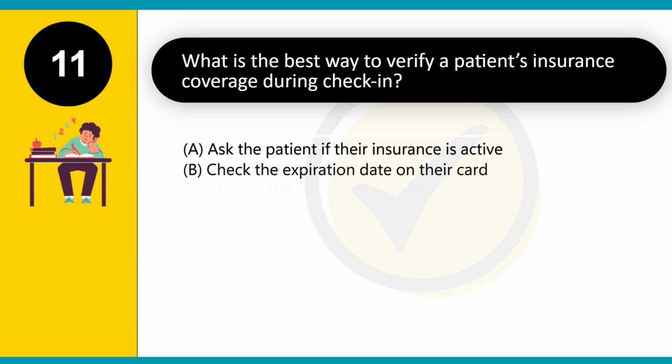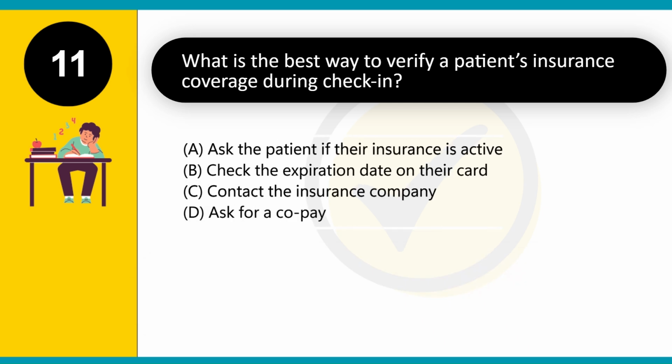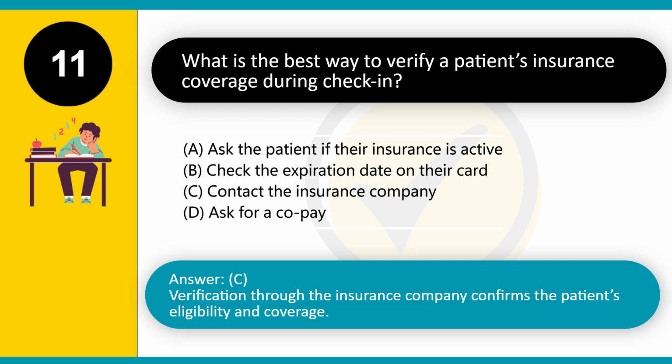What is the best way to verify a patient's insurance coverage during check-in? A. Ask the patient if their insurance is active. B. Check the expiration date on their card. C. Contact the insurance company. D. Ask for a copay. Answer, C. Verification through the insurance company confirms the patient's eligibility and coverage.